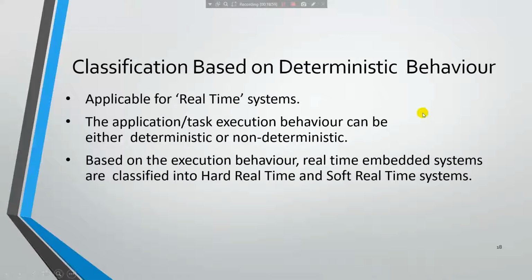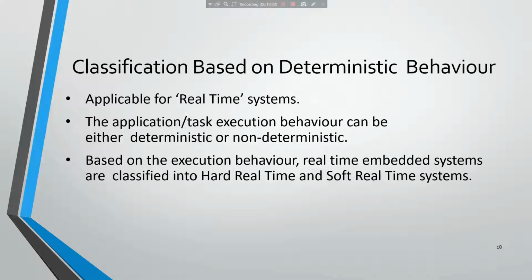Next, classification based on deterministic behavior, like real-time systems, which are time bound. The task has to be completed on or before the deadline, and some deterministic and non-deterministic behavior can also be seen. Based on the execution behavior, real-time embedded systems are classified into hard real-time and soft real-time. Hard real-time means that it has to happen. If I say a particular task has to be performed within 10 seconds, it has to be performed.